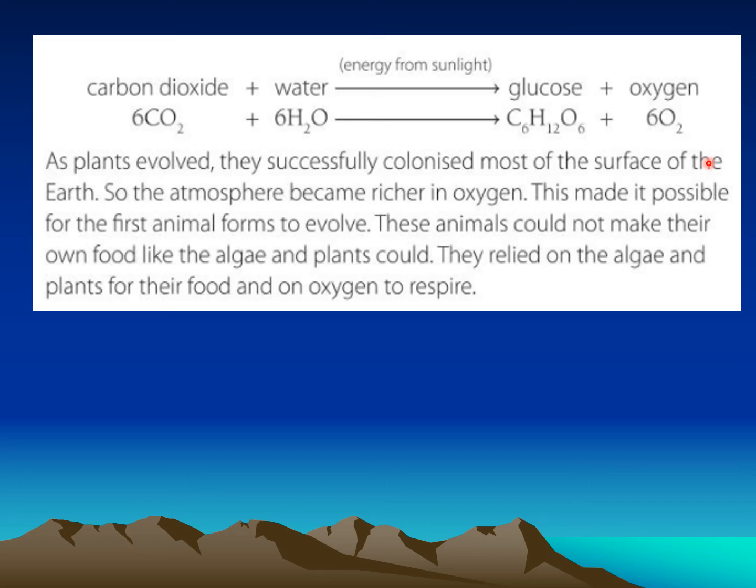glucose. So these plants started to colonize the surface of the earth and take over it. Therefore, they started creating more and more and more oxygen, which made the atmosphere much richer in oxygen.